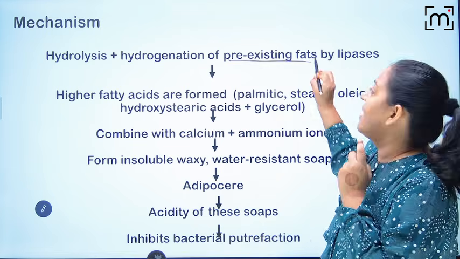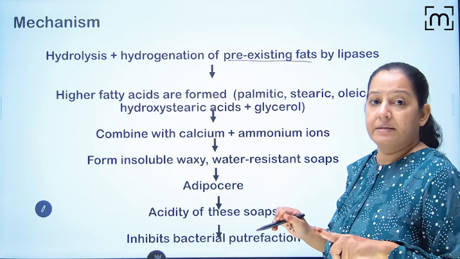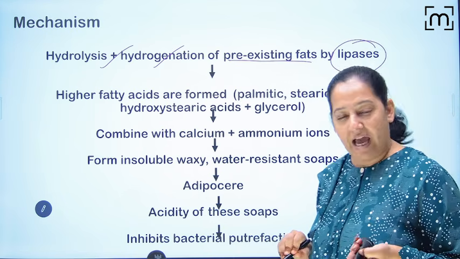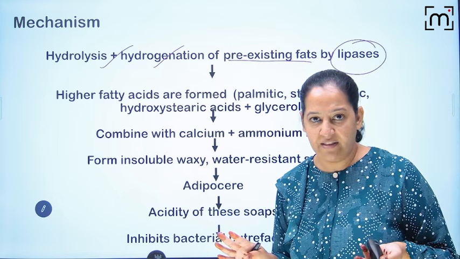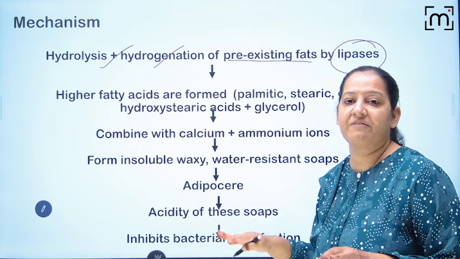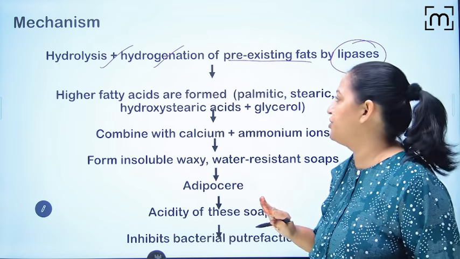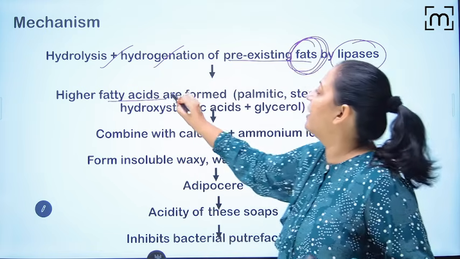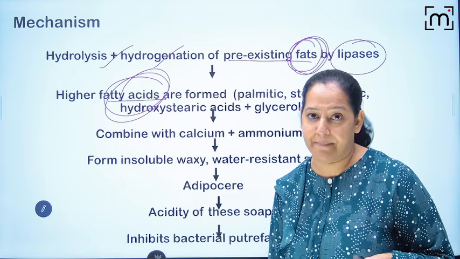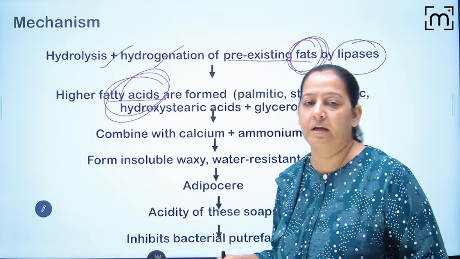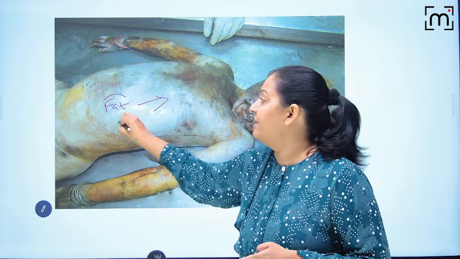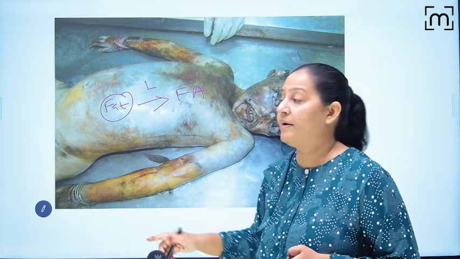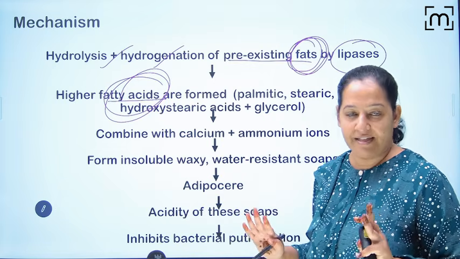Whatever pre-existing fats are there in the dead body get hydrolyzed and hydrogenated by the lipase enzyme. The lipase enzyme is secreted after death, and it acts on the pre-existing fat present in the dead body, causing hydrolysis and hydrogenation of that fat and converting it into fatty acids. So pre-existing fat converts into fatty acid by the enzyme lipase. That is the main mechanism.